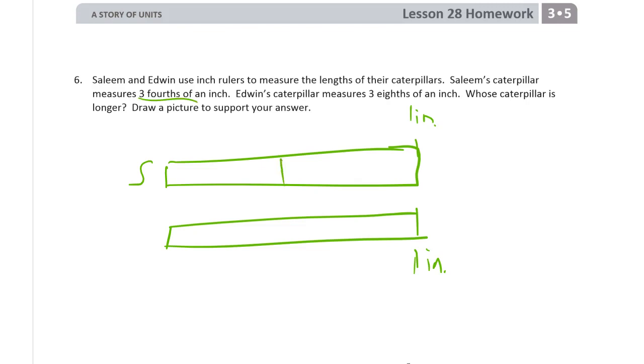So let's see, halves and halves again gives us fourths. And so Salim's caterpillar is 3/4. There's all the legs for the caterpillar. I'm making it a green caterpillar since I have a green marker here. And there's his caterpillar, 3/4. And these are all fourths.